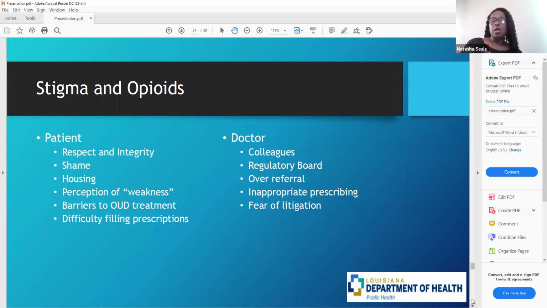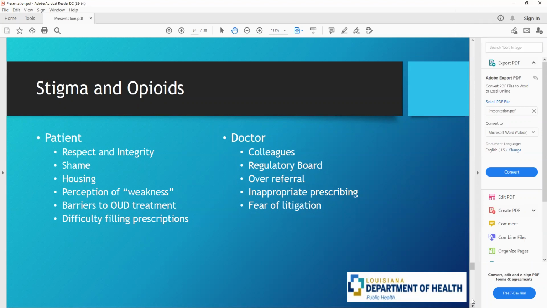Inappropriate prescribing. So this refers to not giving enough or the appropriate dosage. A person may actually have chronic pain and you're not treating them at an appropriate dosage. And the reality is, when it comes to acute pain, if you're not treating it appropriately, it can lead to chronic pain. And last but not least, a fear of litigation.